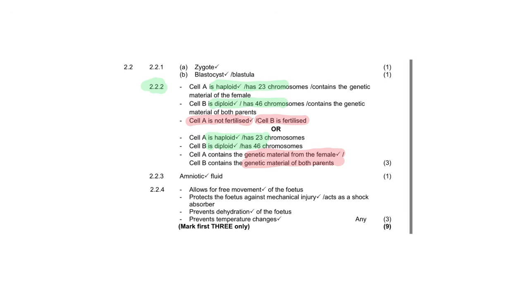Then we go on to looking at the amnion, and for question 2.2.4, you can see all the other options like free movement, protection against mechanical injury or shock absorbing, dehydration, and temperature. And you could have listed any 3, but remember, if you list more than 3, your marker will only mark the first three. They'll ignore the fourth one. So if the first three are wrong, but the fourth one is right, you still don't get that answer. They have to mark the first three.